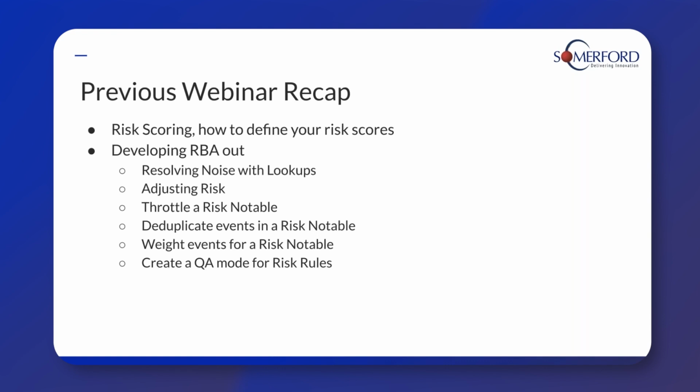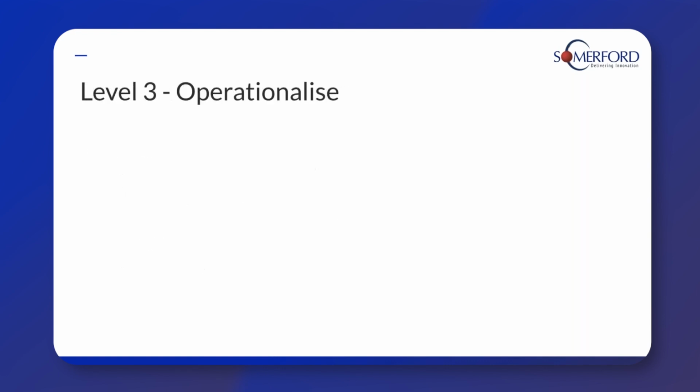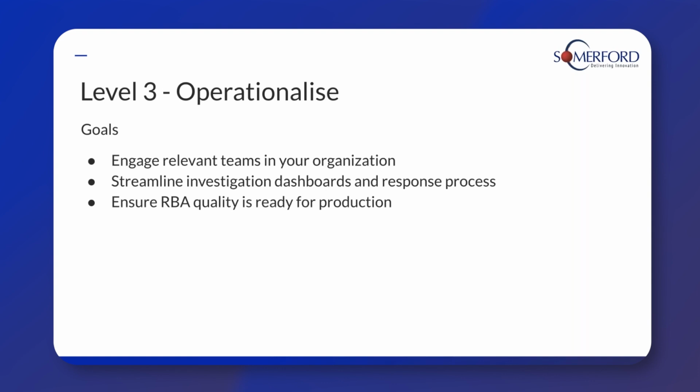What we need to talk about now is where we go further than that. We're going to move to level 3 in terms of Haley Mills' journey through RBA. The goal at this level is to engage relevant teams, making sure we've got the right people engaged, because we're going to start actually being able to respond. We need to make sure the investigation has dashboards, response processes, and a UAT in process to be able to do that.